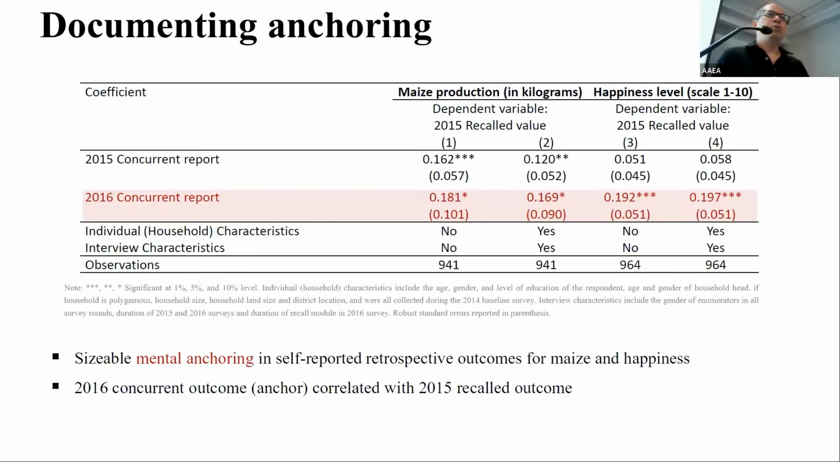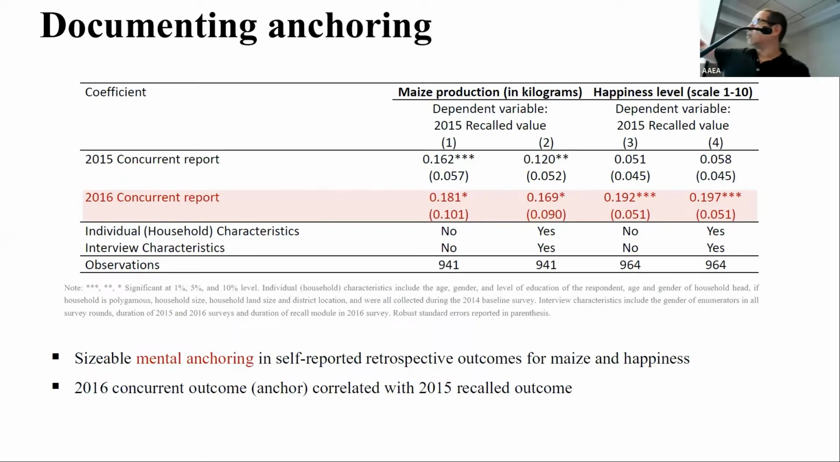The first thing we need to do before exploring these differences in anchoring across survey designs is to document the anchoring. To do that, we run a regression where we model the 2015 recall value on what they responded in 2015 at that point in time, and also what they responded in 2016, which is the anchor variable. That's where we see a correlation between what happened in 2016, the most recent period, and the recall for the previous year, statistically significant.